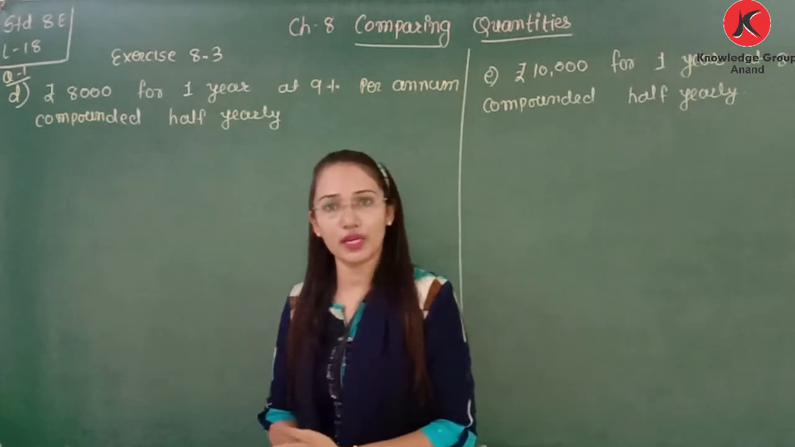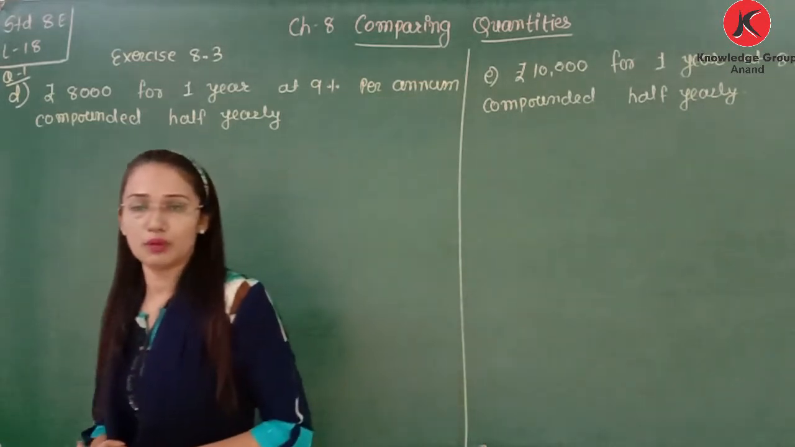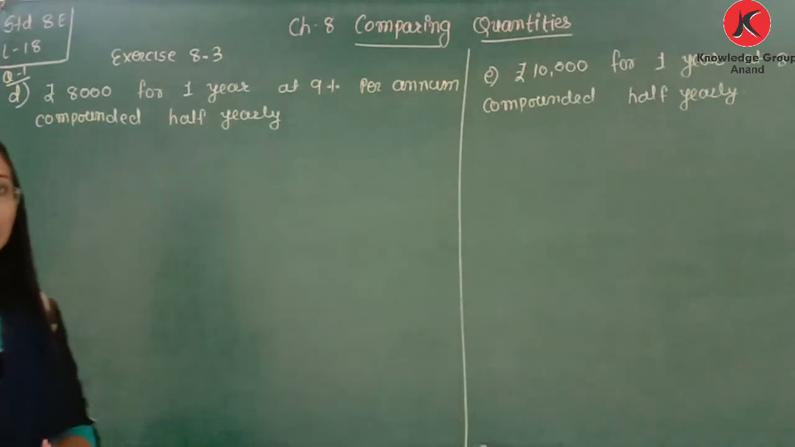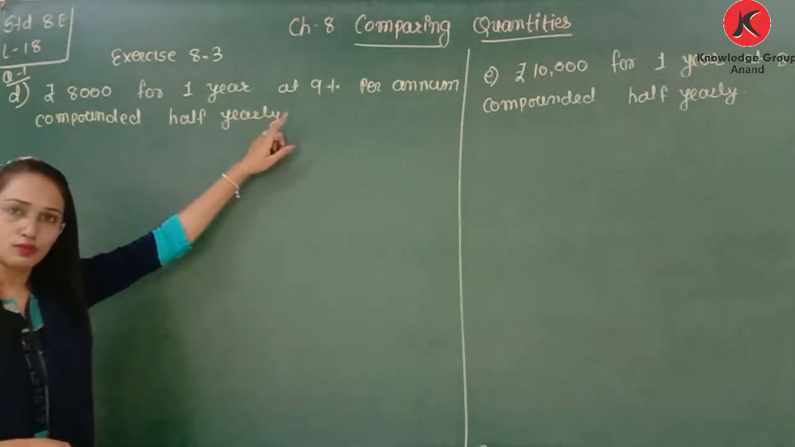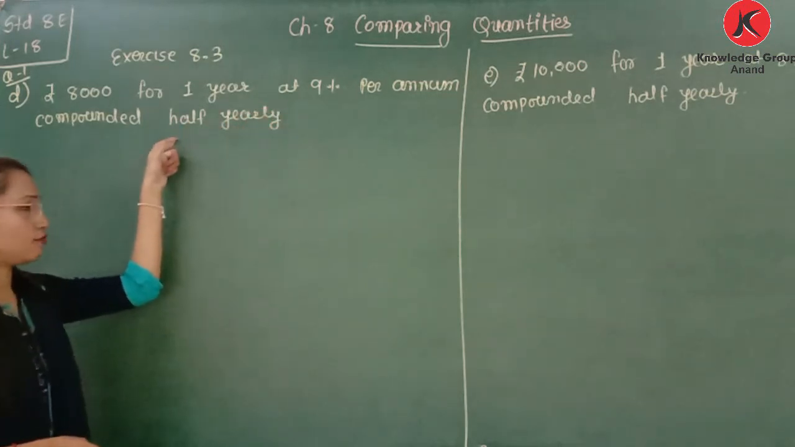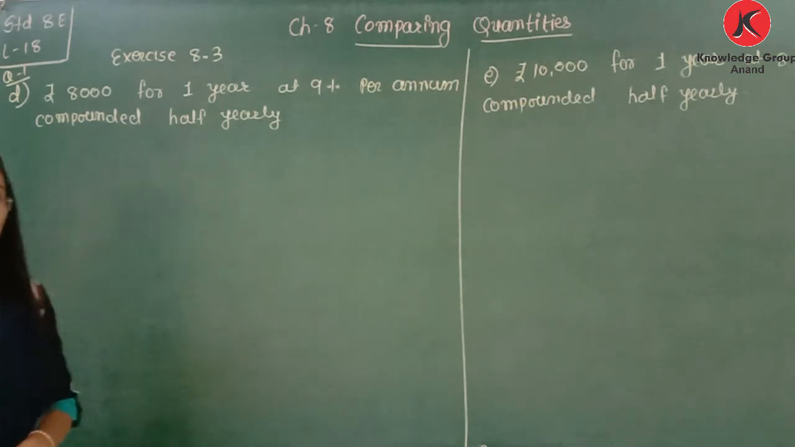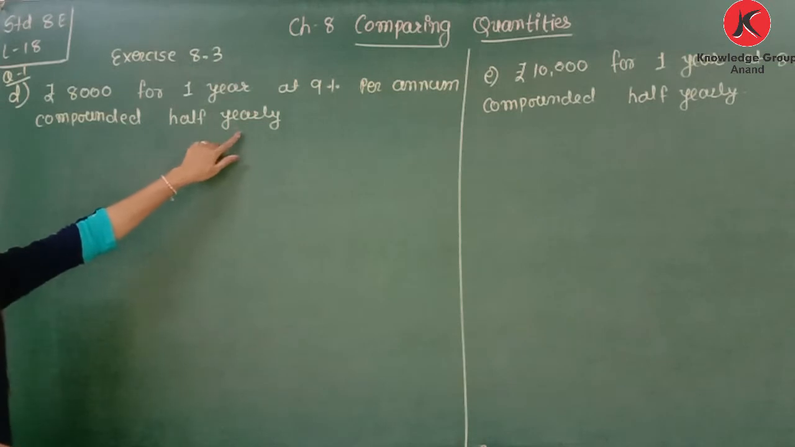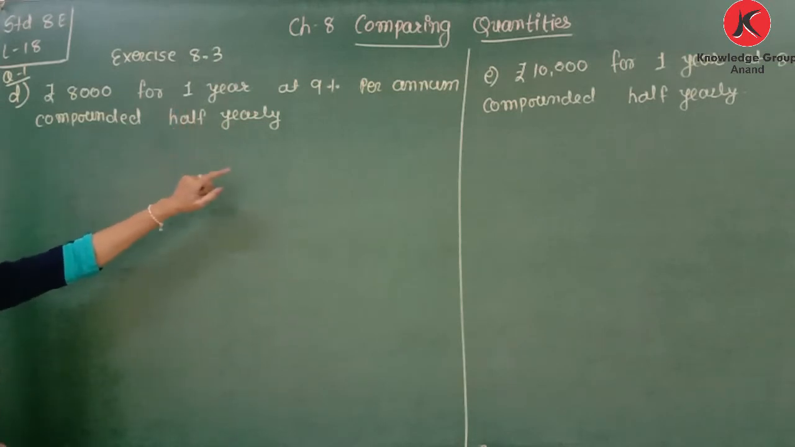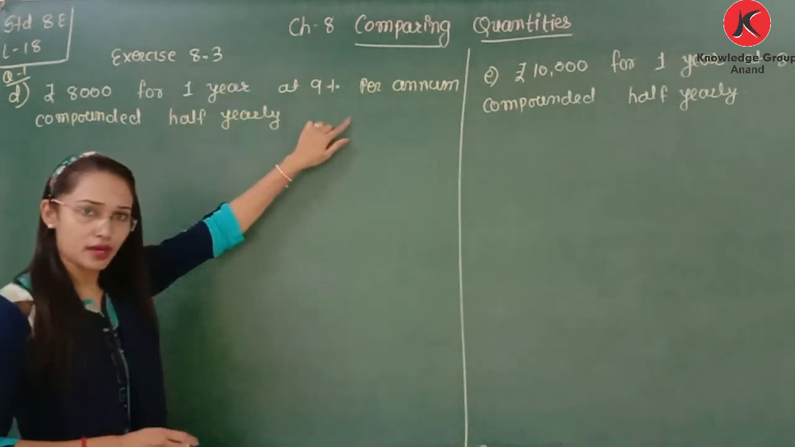And if it is compounded quarterly, your whole year is divided into 4 parts, each part of 3 months. So your principal value will change after 3 months. It means your rate of interest will be divided by 4 and N will be multiplied by 4. This you need to remember. Whenever it is compounded half yearly, N will be multiplied by 2 and R will be divided by 2.